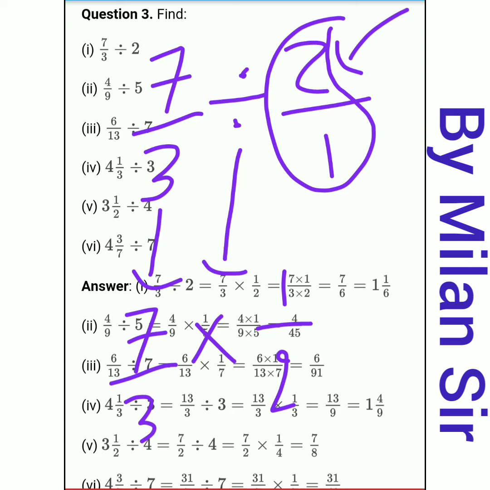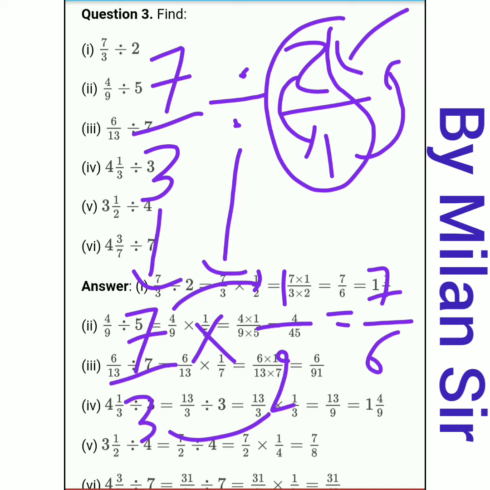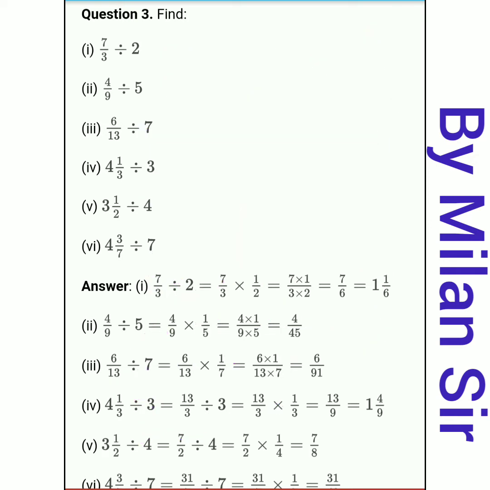That means we need to change the numerator and denominator. The denominator goes to the numerator, the numerator goes to the denominator. So 2 by 1 becomes 1 by 2. The reciprocal of 2 by 1 is equal to 1 by 2. Now here we cannot cut anything from the numerator and denominator, right? So 7 ones are 7, divided by 3 twos are 6. 7 by 6. Now 7 by 6 is an improper fraction, right?